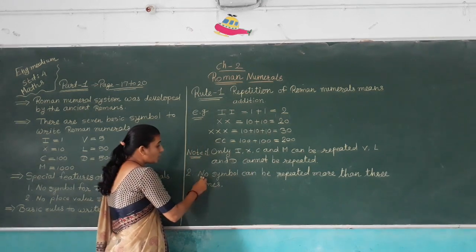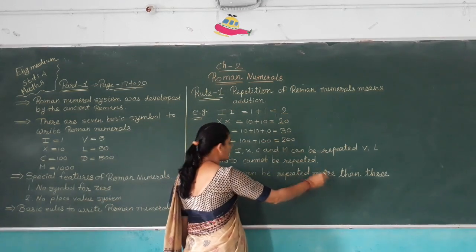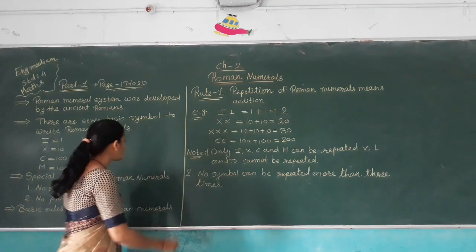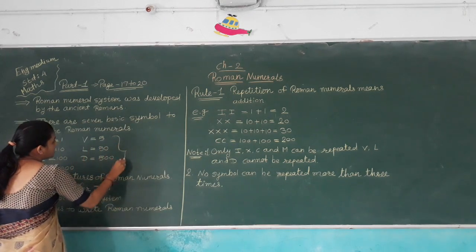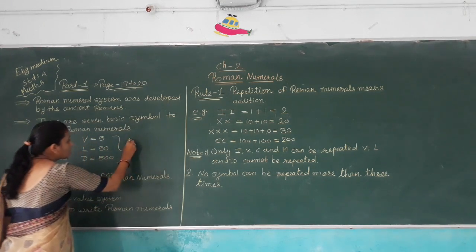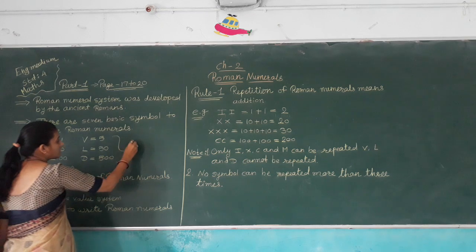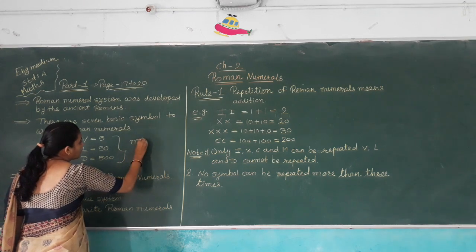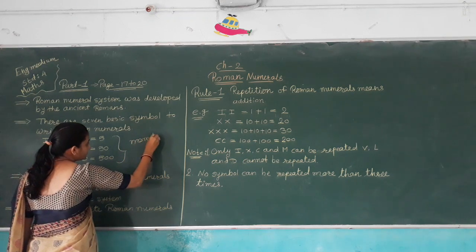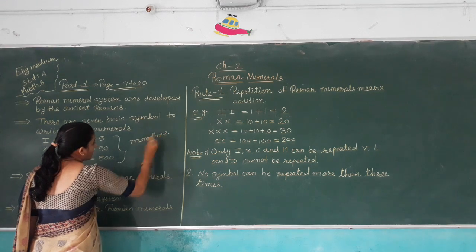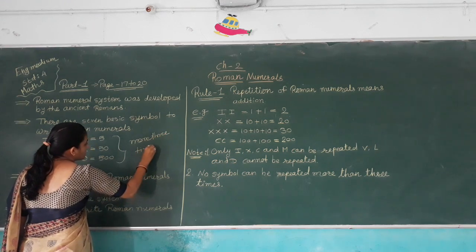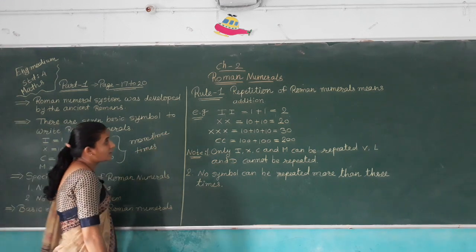Here, second rule: no symbol can be repeated more than 3 times. These are all symbols, and you can repeat them only 3 times. Understood everyone?